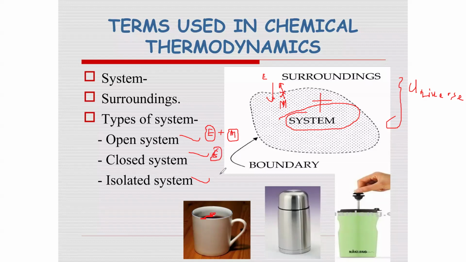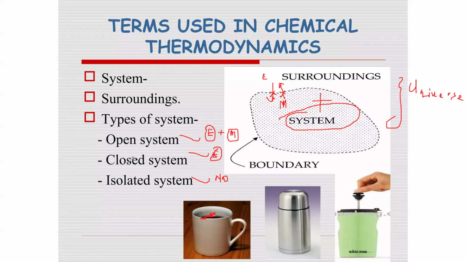Then we have an isolated system. So in the case of an isolated system, there is no exchange of matter and energy between the system and the surrounding. So both matter and energy are not exchanging between the system and the surrounding.